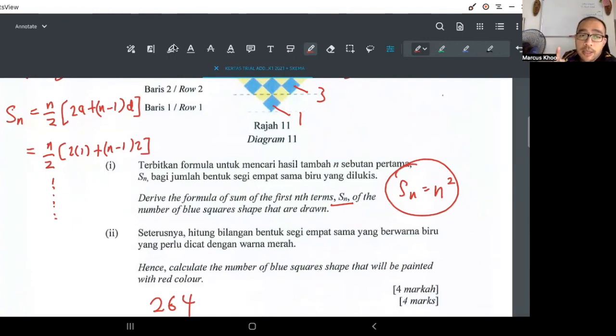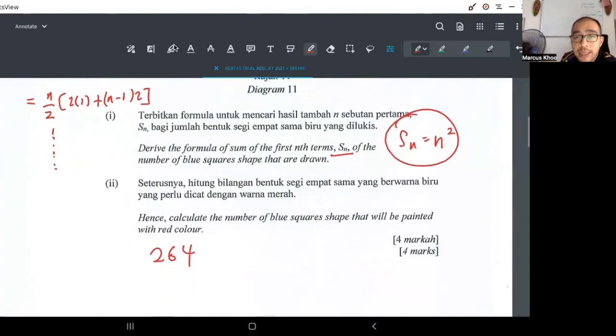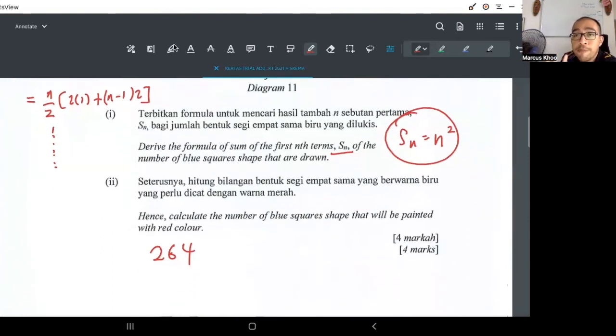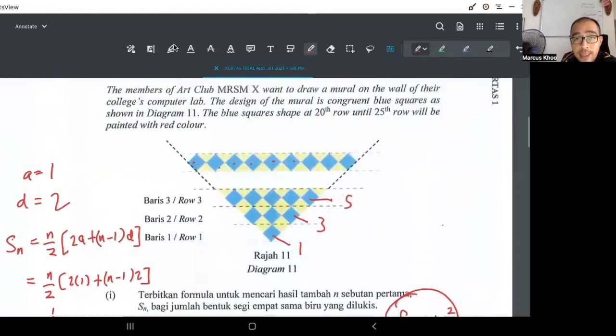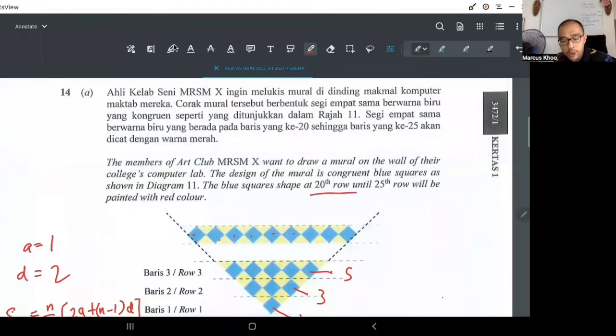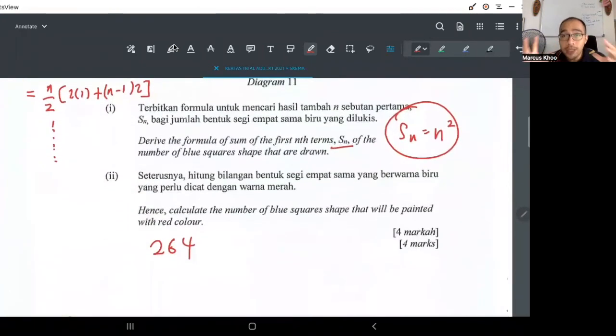Now, next, hence calculate the number of blue squares that will be painted with red color. Now it says that from the 20th to the 25th row will be painted with red color. So you want to find the total number of squares from the 20th to the 25th. So it's S25 minus S19, not S20, because we want the 20th row to be inside.